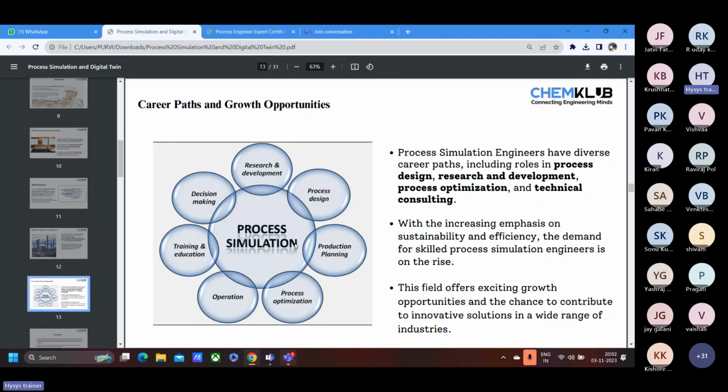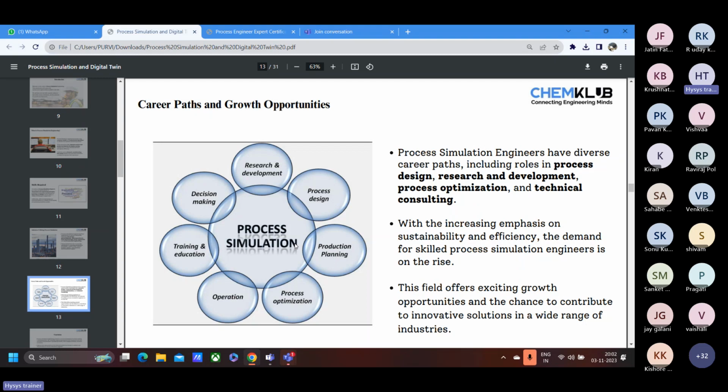Then there is training and education, and also decision making. How will process simulation be helpful for decision making? For example, there is a closed loop plant, and in that plant there is a system pressure drop. If that pressure drop goes from 0 to 1, at 1 it will shut down the plant. So they try to analyze how long the plant can operate. The model you build in the simulation will tell you that today it is 0.7, and you can still run for 3 to 4 months.